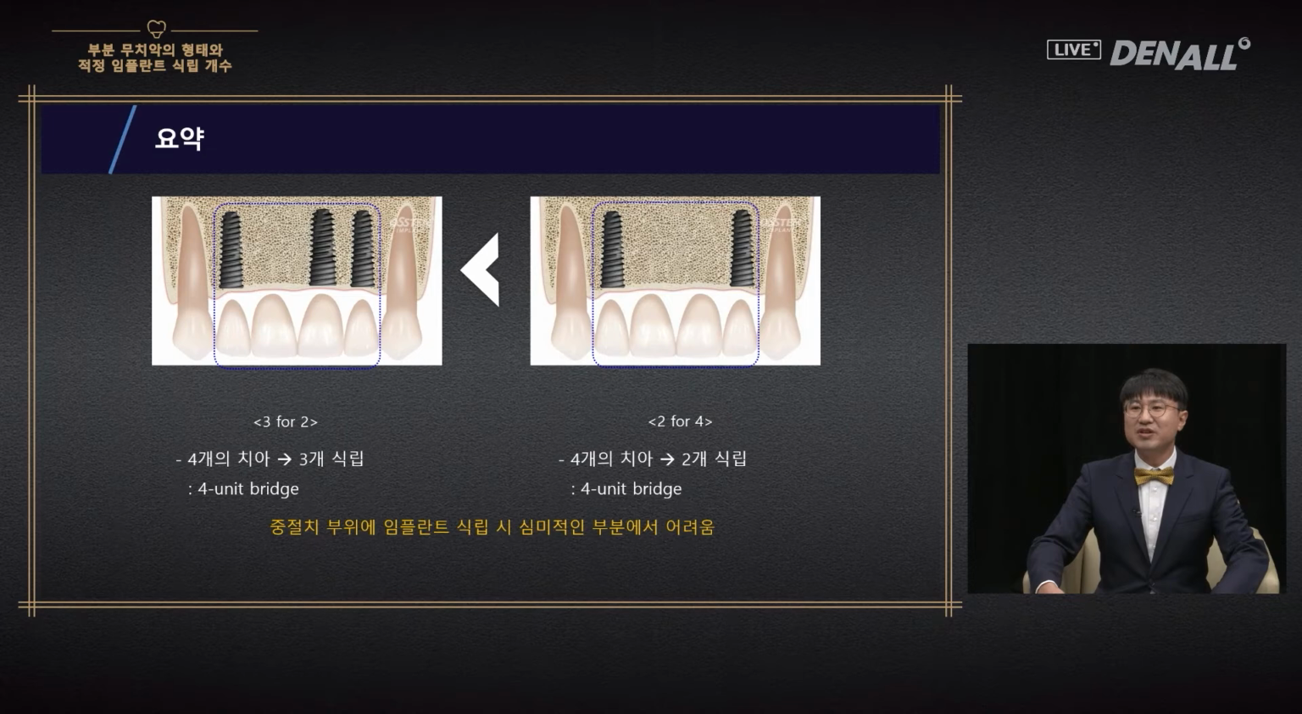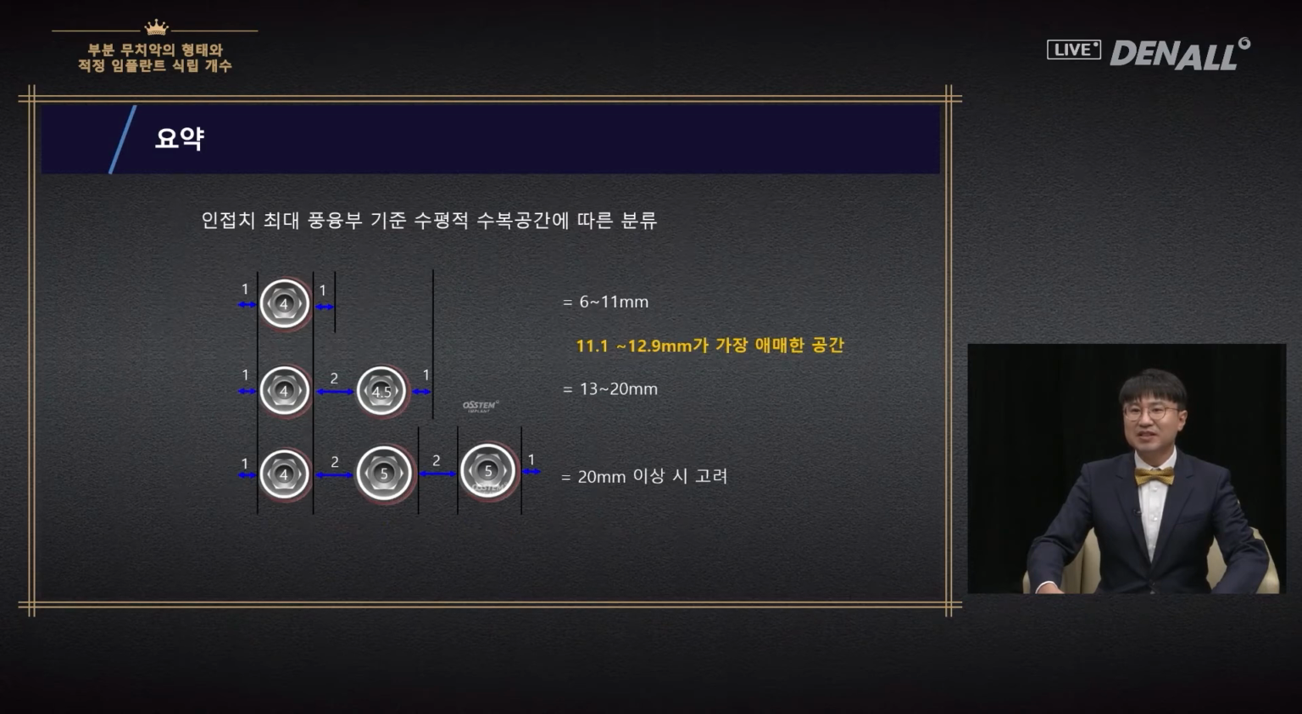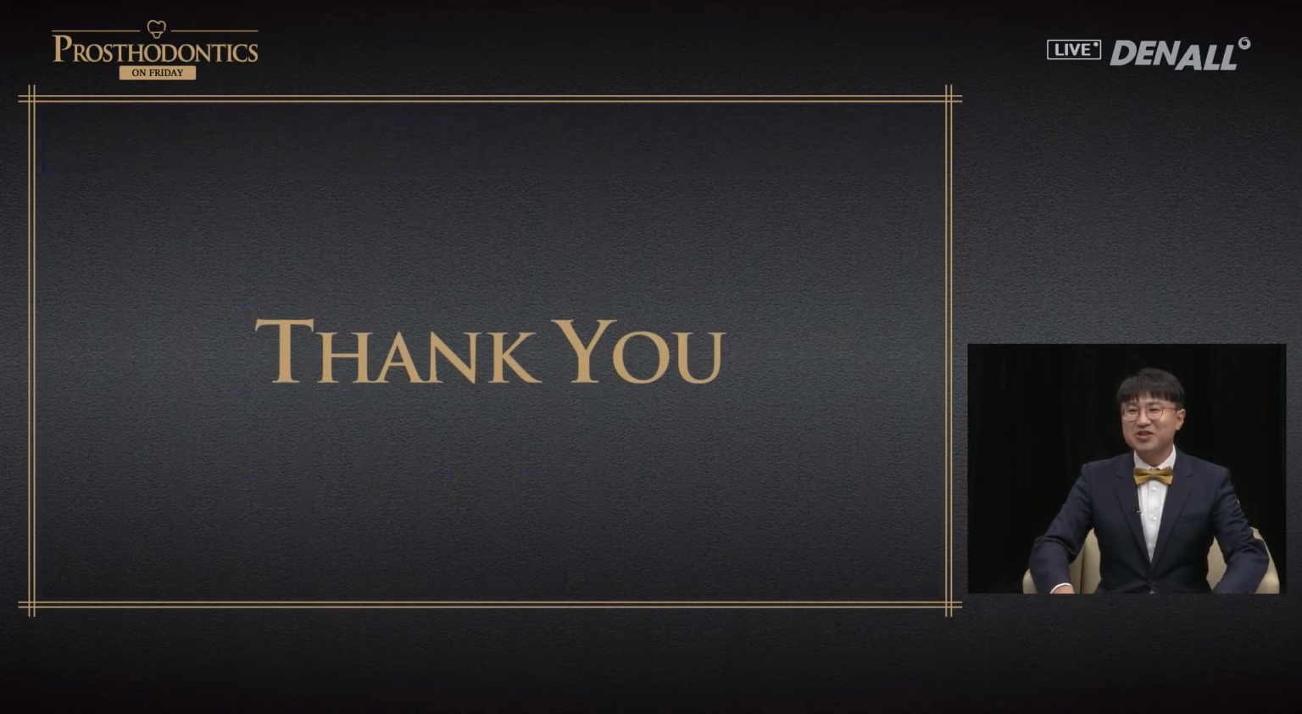I try to avoid placing implant in the central incisal area because there can be difficulty with the aesthetics, and if necessary, I use guides so that correct placement can be done. To wrap up, between the distance of 11.1 millimeter and 12.9 millimeter, I think long and hard. And apart from this, I follow the criteria that has been defined and make the same choice for all patients. Thank you for listening.